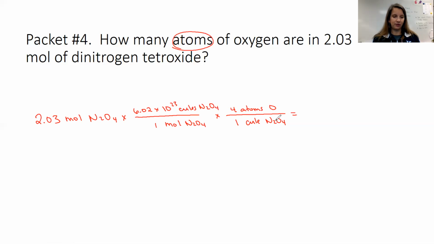So we have 2.03 times Avogadro's number because it's in the top, 6.02 second E23, times 4 because it's in the top. We're going to have 3 sig figs because of our starting value. So we're going to round our answer to 4.89 times 10 to the 24th atoms of O.